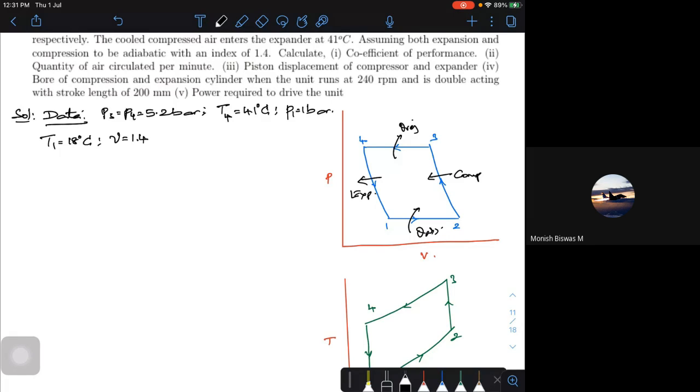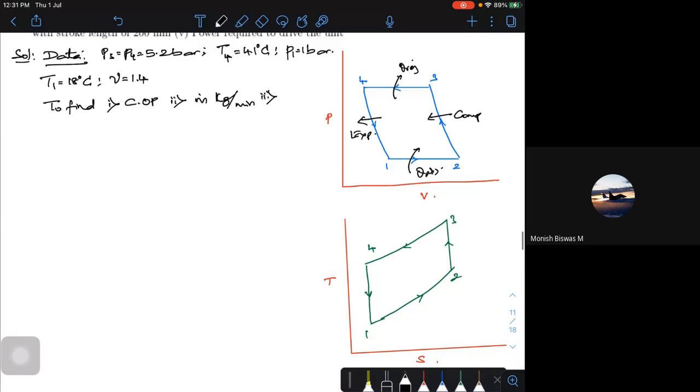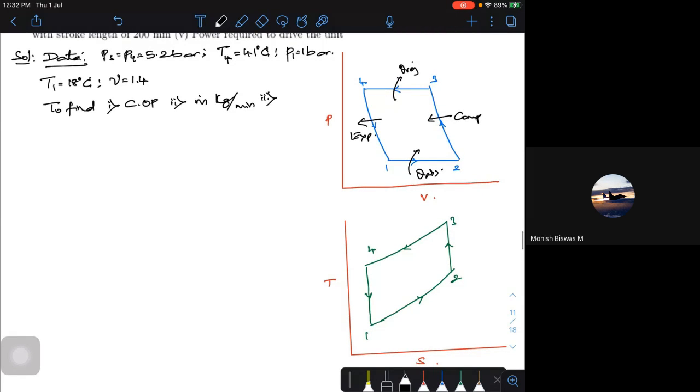So what are you supposed to find? First one is COP, the second one is mass flow in kg per minute, then the third one. Look at this: I am supposed to find the piston displacement of the compressor and expander. So I need to find the volume at this particular point, V2, the corresponding volume. So we have to find the volume at V2 and the volume at V1.